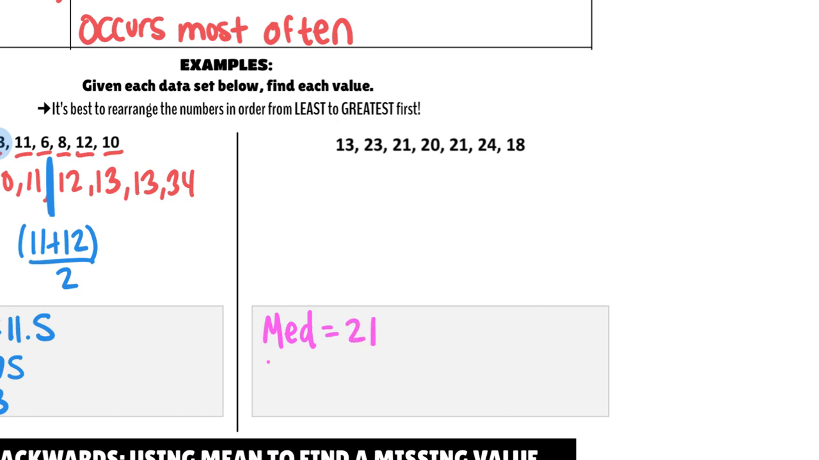The mean, or the average: you're going to add them all and then divide by how many there are. So I'm going to add those all. I got 140, and then divided by 7 because there's 7 values. So the average is 20.